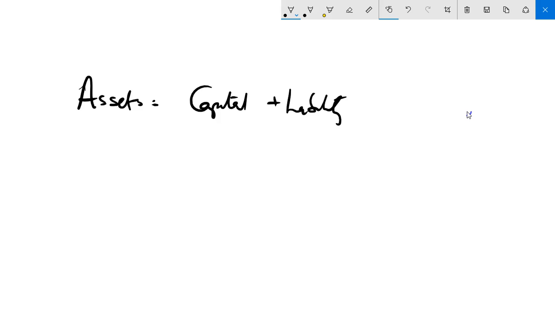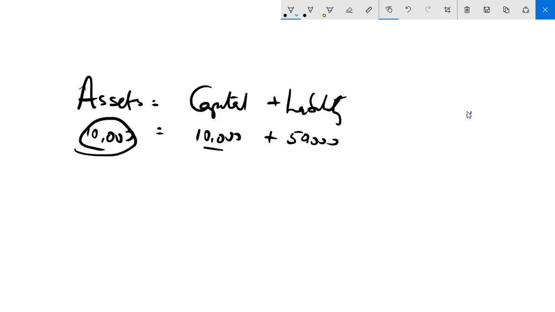And let's just mess around. So we start this business. The owner invests £10,000 into the business. That £10,000 is in the bank. This is a piece of paper saying the owner is owed £10,000 by the business. And the business borrows some more money from the bank, let's say £50,000. And that's the £50,000 that goes into the bank account. So this is a piece of paper saying that the business owes a third party or a loan company £50,000.